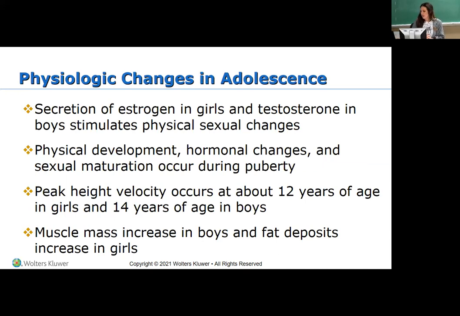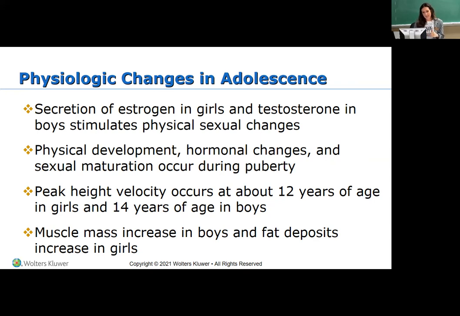Physiologic changes in adolescence. We know that the secretion of estrogen in the girls, and the increase in testosterone in boys, stimulates those physical sexual changes. So that's what occurs. They will have hormonal changes, and of course they're going to become more sexually mature during puberty. This is important to know.